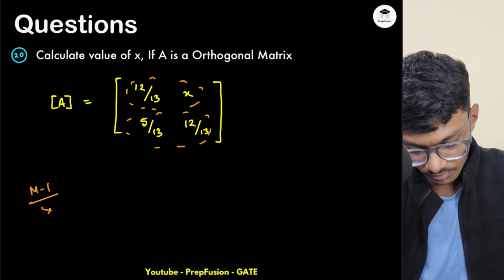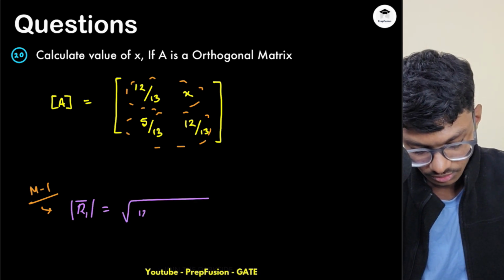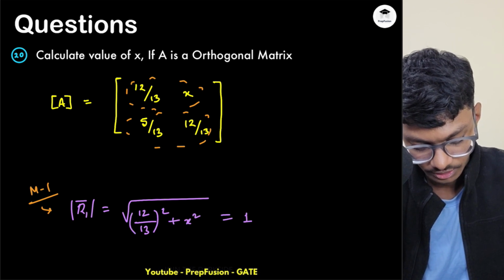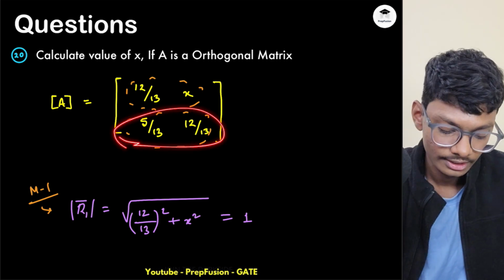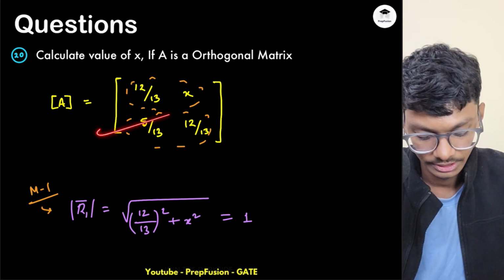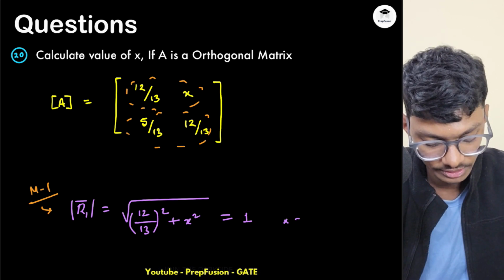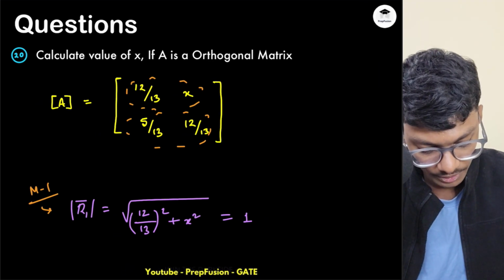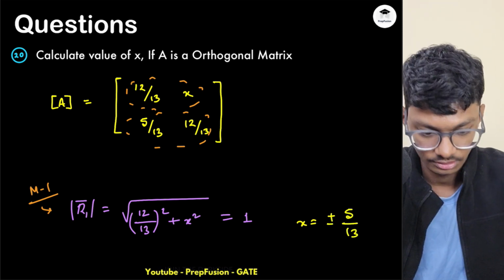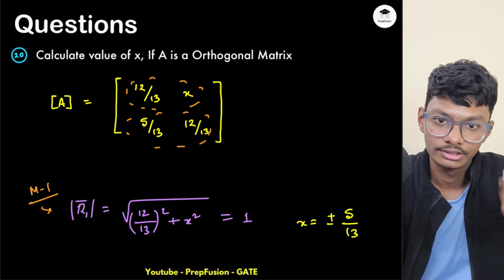Row 1 magnitude should be equal to the square root of (12 by 13) whole square plus x square, which should equal 1 itself. You can cross verify that 5 by 13 whole square plus 12 by 13 whole square is 1 itself, so it satisfies this condition. The row has to be a unit vector. If you solve this, you will get x is plus minus 5 by 13, because you're taking the square root, so you have to be careful with that.